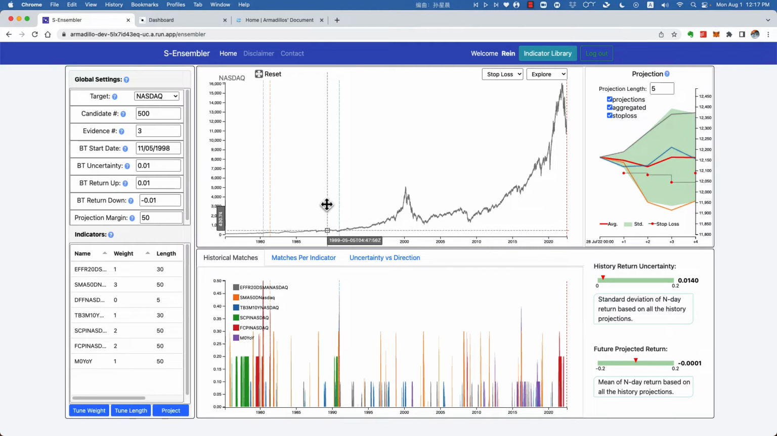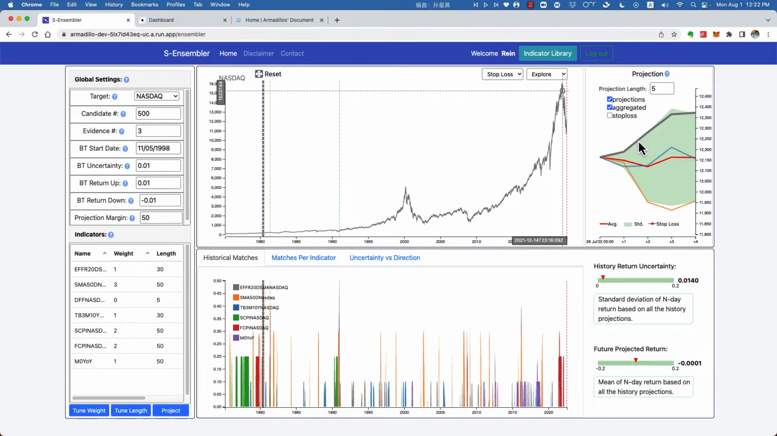What the projection means is that we are trying to use the indicators we have on our platform to select a few historical days whose indicator patterns are very similar to today. And then we look into the Nasdaq trend 5 days, which is what we're showing here, after the selected days, and then we plot the trend over here. So basically each of the lines corresponds to what the 5 days after the selected days look like.